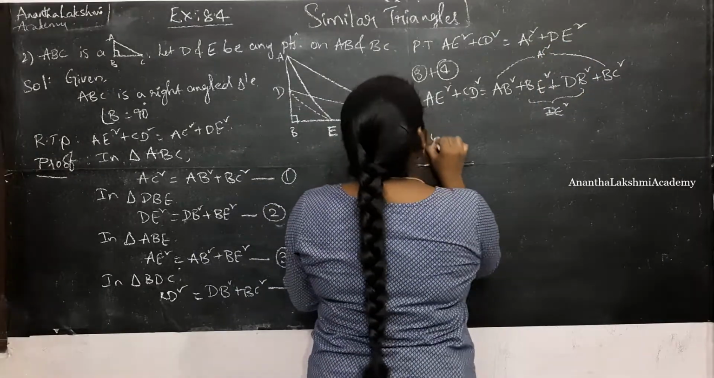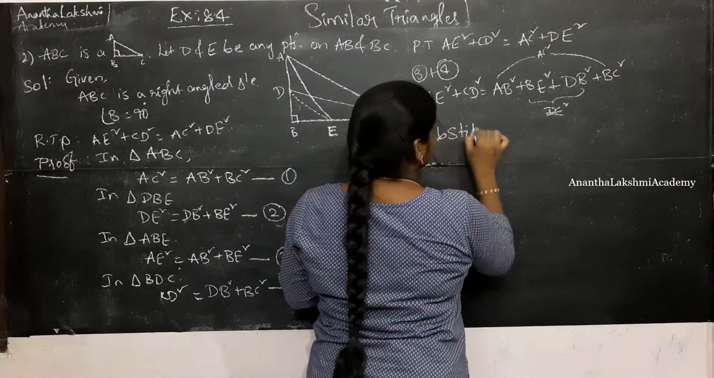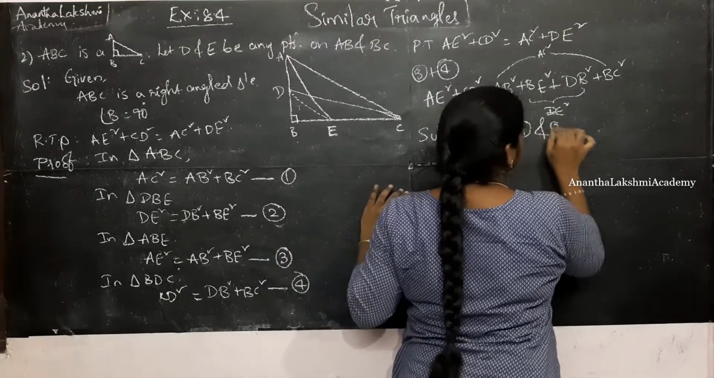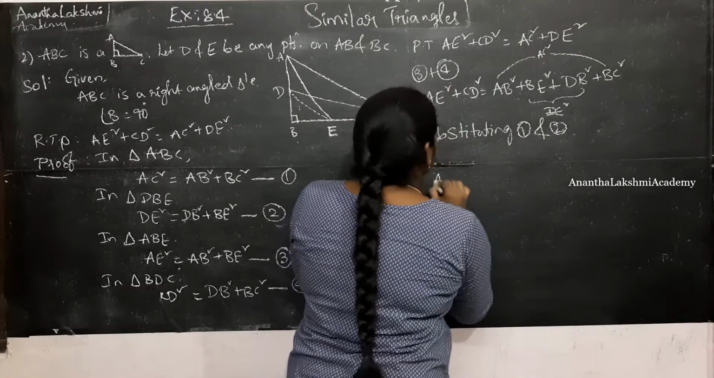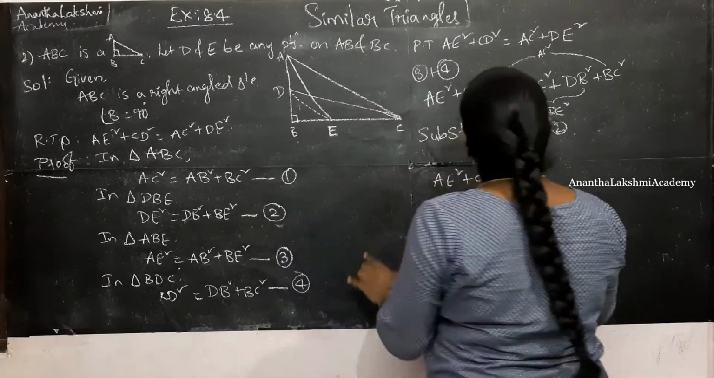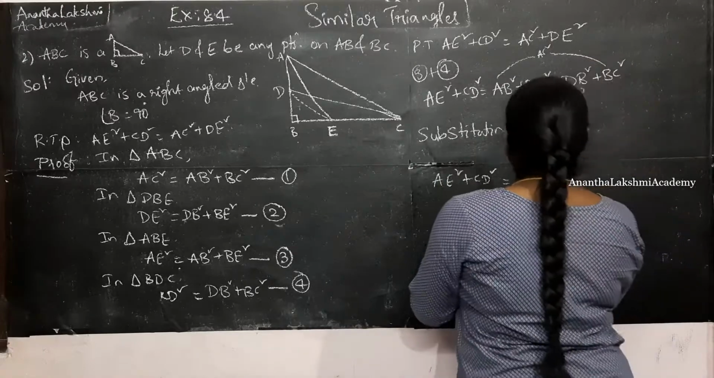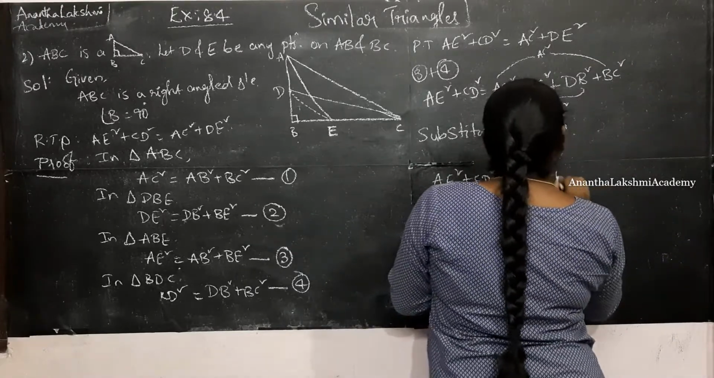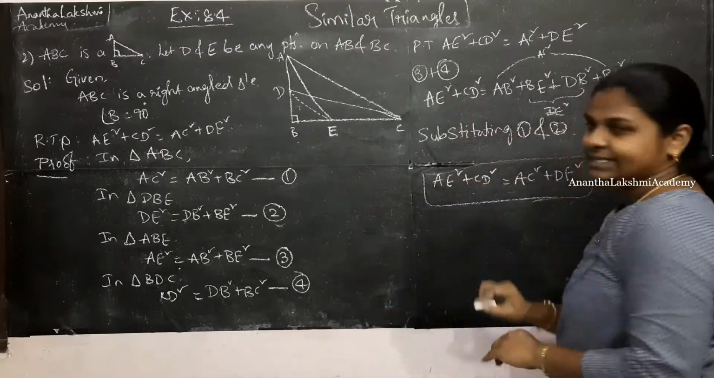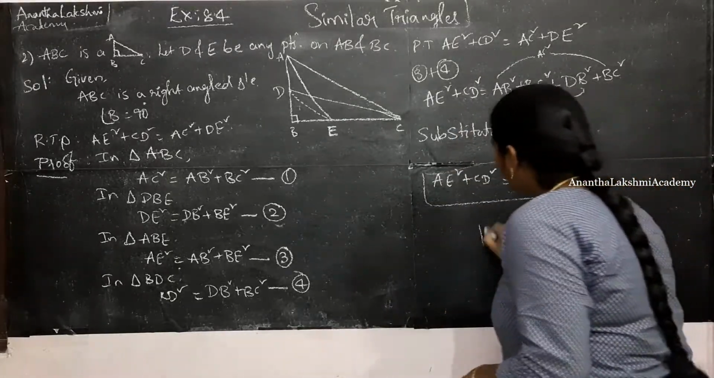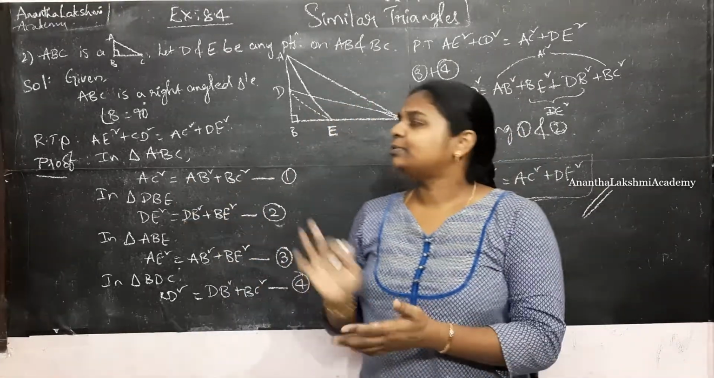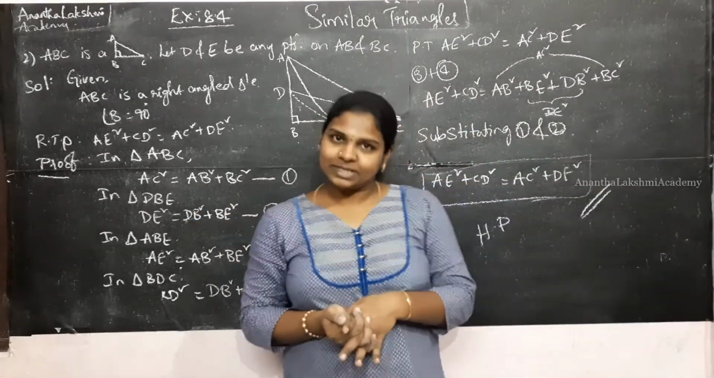So, substituting 1 and 2, what do we get? AE square plus CD square is equal to, what is it? AC square plus DE square. Is that what we are supposed to prove? Yes. Hence proved. Okay. This is about problem number 2. Let's jump into the next problem.